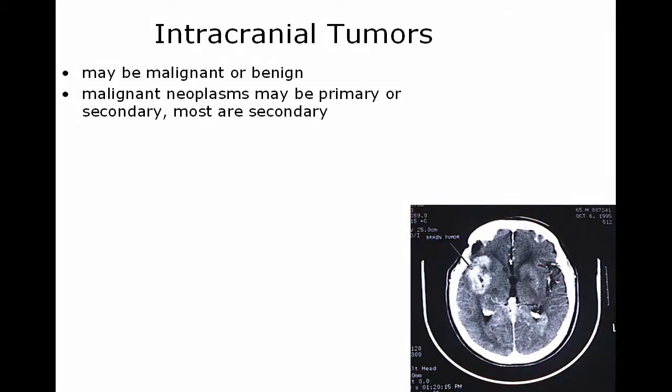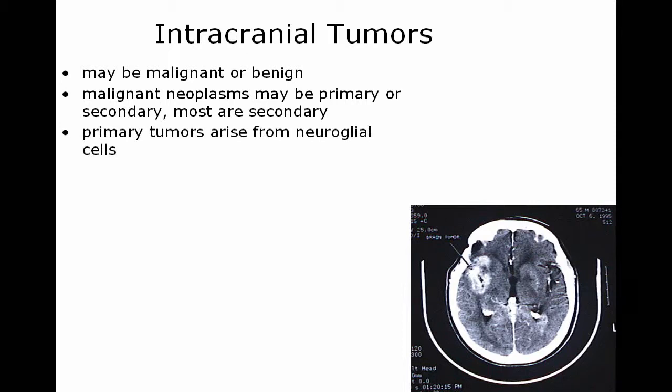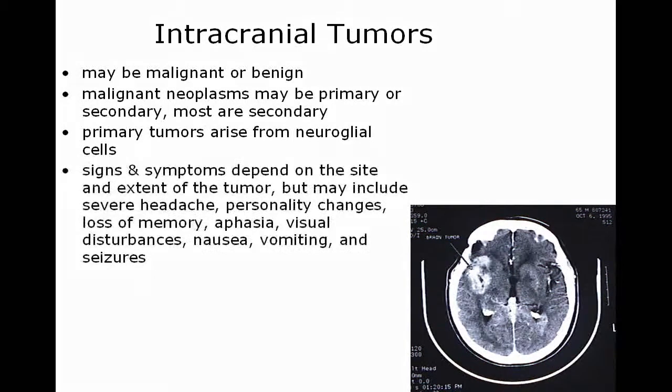If the cancerous tumor is secondary, it means that the cancer originated somewhere else in the body and spread to the brain. Like the cancer may have originated in the lungs or the ovaries or the colon, and it spread to the brain to set up a secondary cancer. If a person has a primary tumor of the brain, primary tumors originate in neuroglial cells.